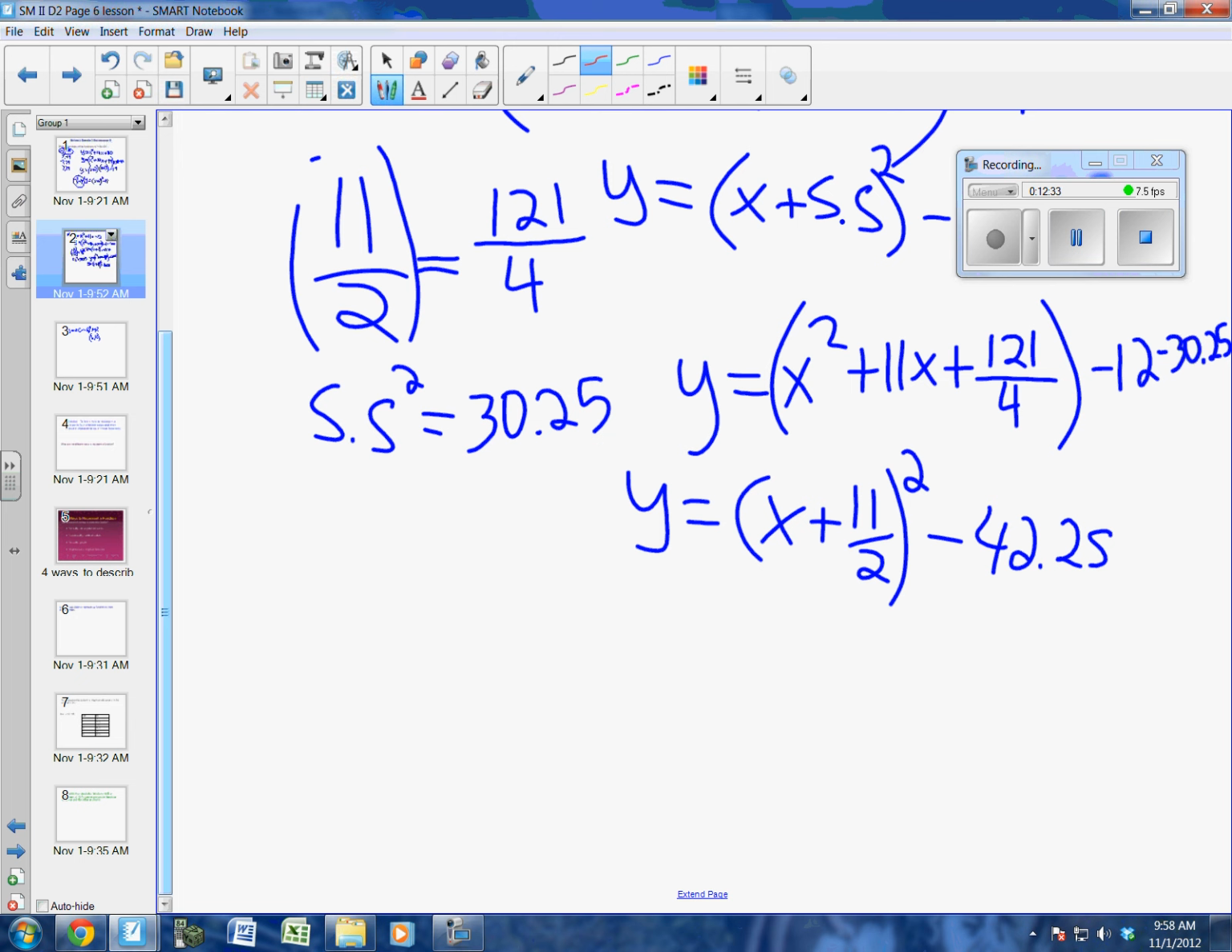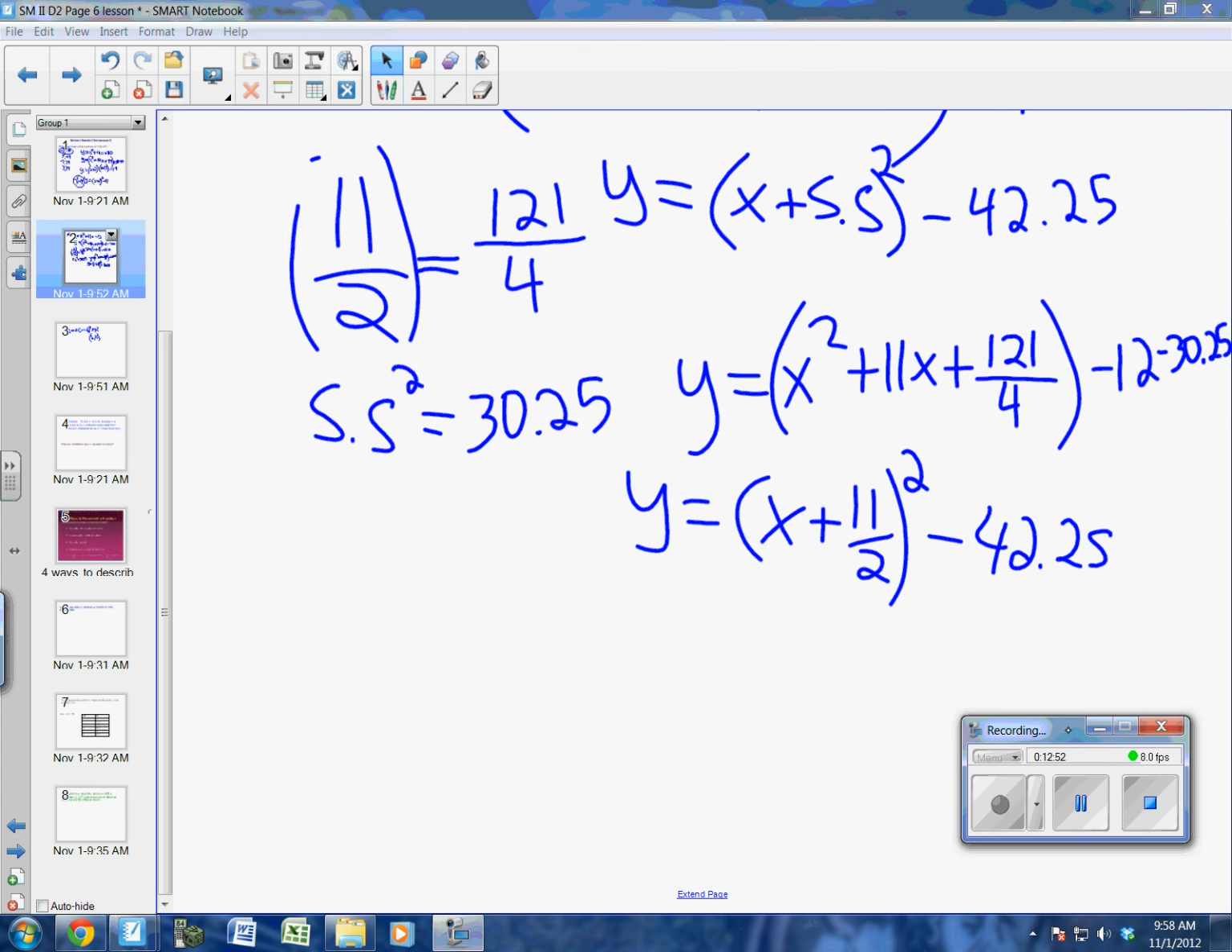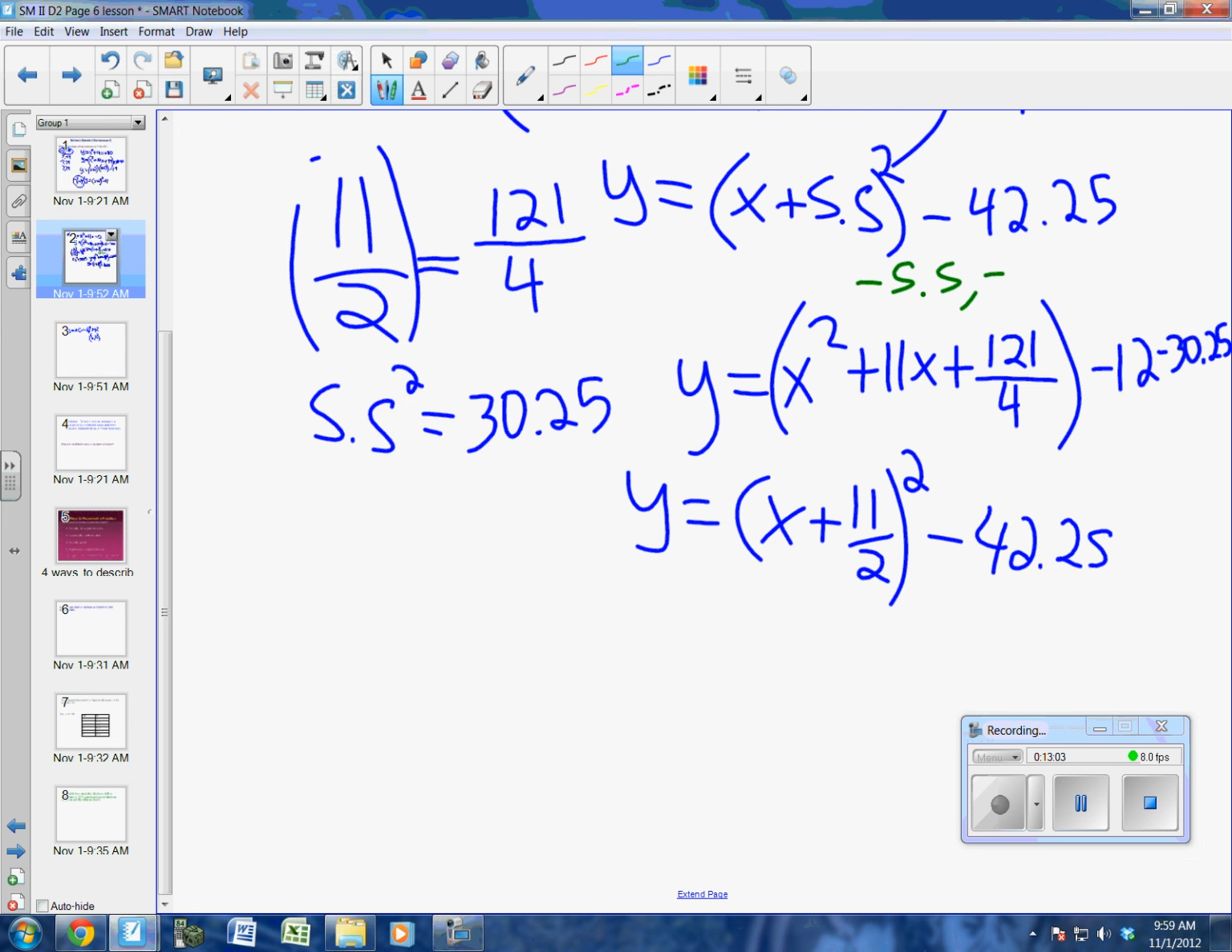Right here, we have x squared plus 11x plus 121 fourths, and x plus 11 halves squared minus 42.25. Okay, now we have them both in vertex form already. What's our vertex, you guys, right here? Negative 5.5, comma, negative 42.5. There it is. Or if you use this one, it's negative 11 halves, comma, negative 42.25.